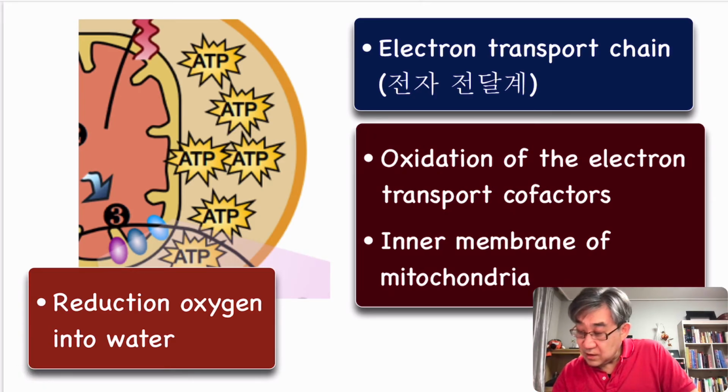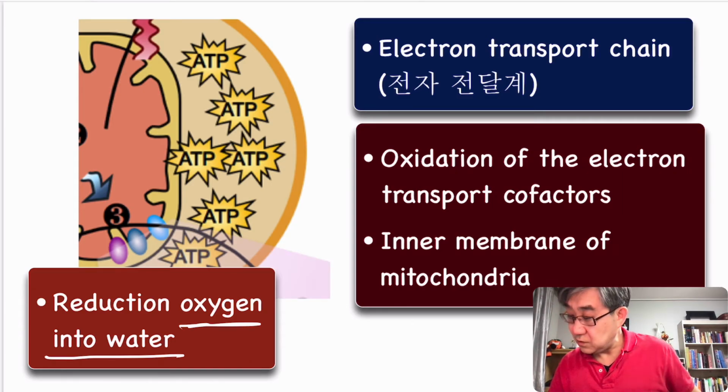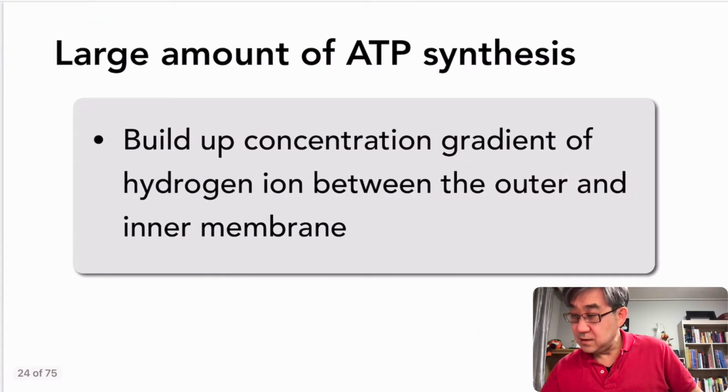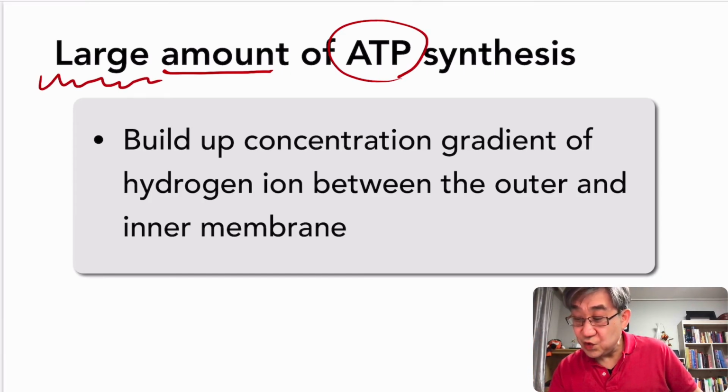So like I said, the oxygen will be reduced into water. Remember that electrons will travel in the form of hydrogen, right? So oxygen can combine with hydrogen and become reduced, which is the ultimate outcome of this whole procedure. But why do you do that? The importance of this final stage is that the amount of ATP synthesized is huge, relatively speaking.